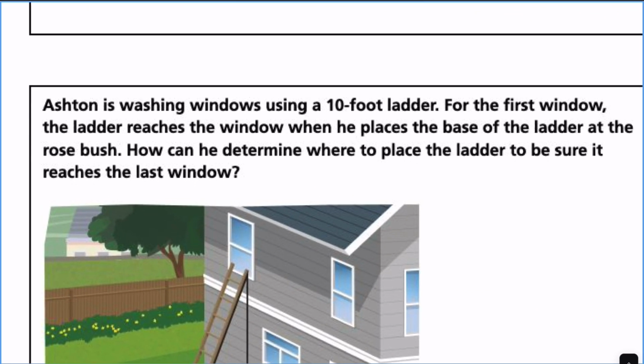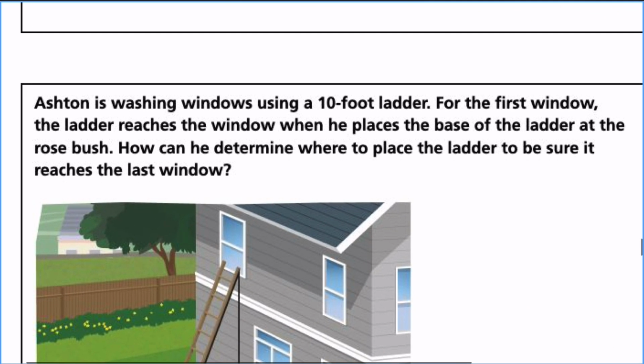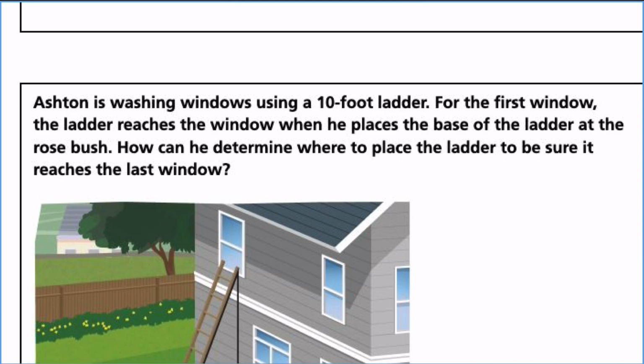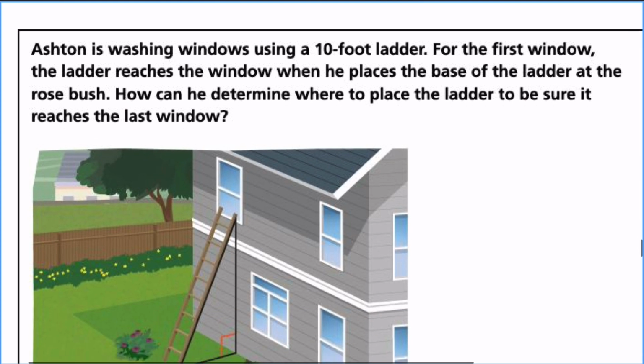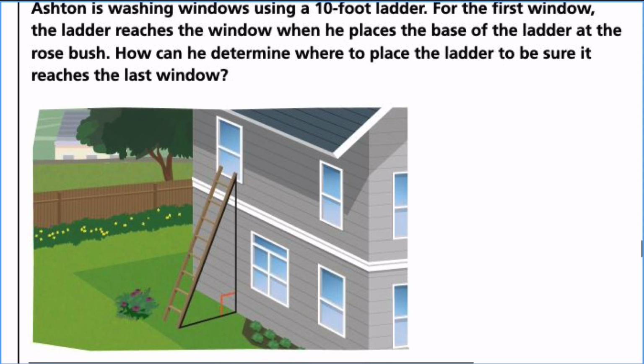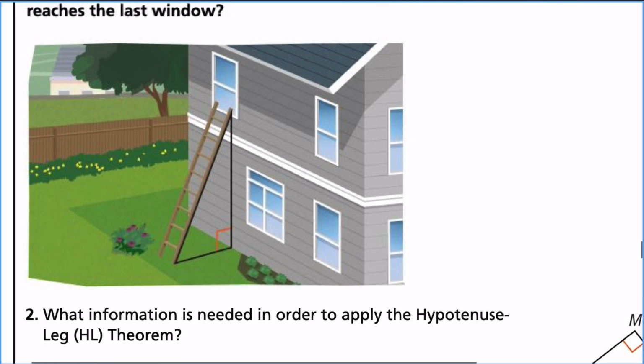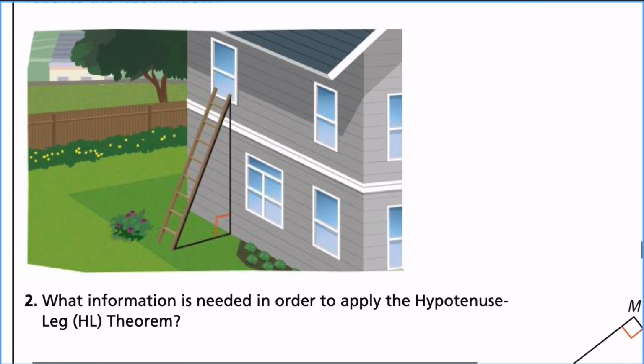Ashton is washing windows using a 10-foot ladder. For the first window, the ladder reaches the window when he places the base of the ladder at the rose bush. How can he determine where to place the ladder to be sure it reaches the last window? For it to reach the last window, we would have to put it in line with the rose bush. We would have to run this line and continue that line along the side of the rose bush.